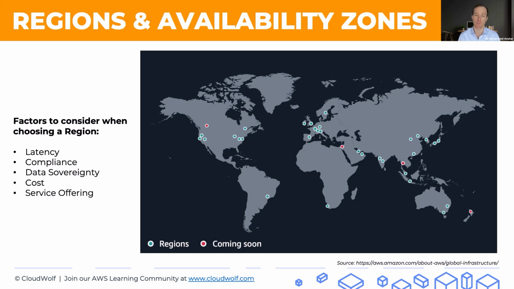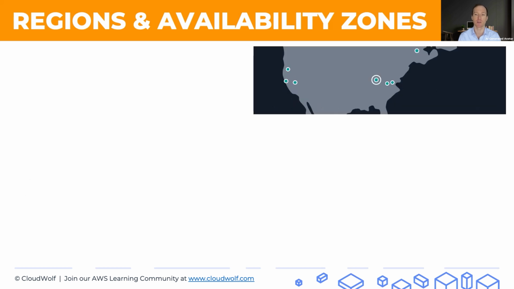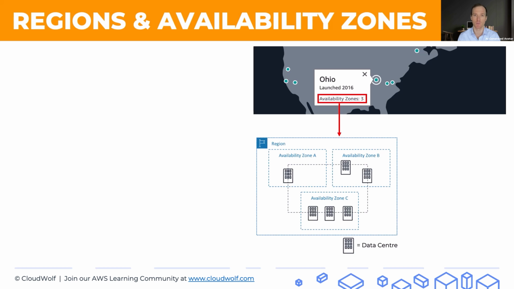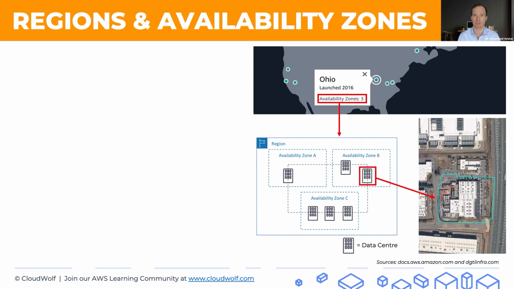So let's dive a bit more into these regions and understand what exactly they're comprised of. Here's a region. This one's called Ohio. It was launched in 2016, and there's 3 availability zones. So what are availability zones? Well, a region is denoted with this blue box in the diagram, and inside you can see availability zone A, B, and C. And inside each availability zone, there's one or more data centers.